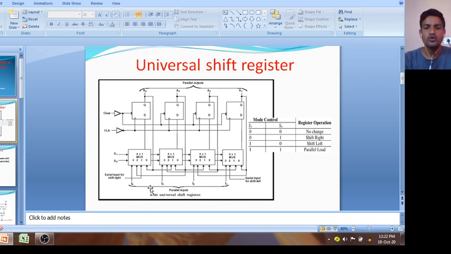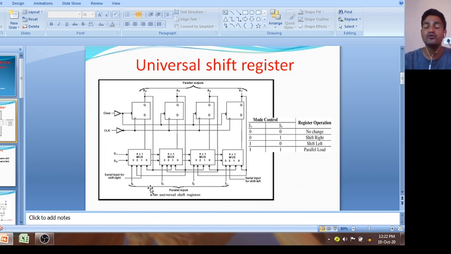Okay, so what is the function of a universal shift register? It can be used as left shift, right shift, parallel load, or as a memory, meaning no change. It can be used as serial in serial out, serial in parallel out, parallel in serial out, or parallel in parallel out, or you can say parallel load. So this is the main function of your universal shift register.